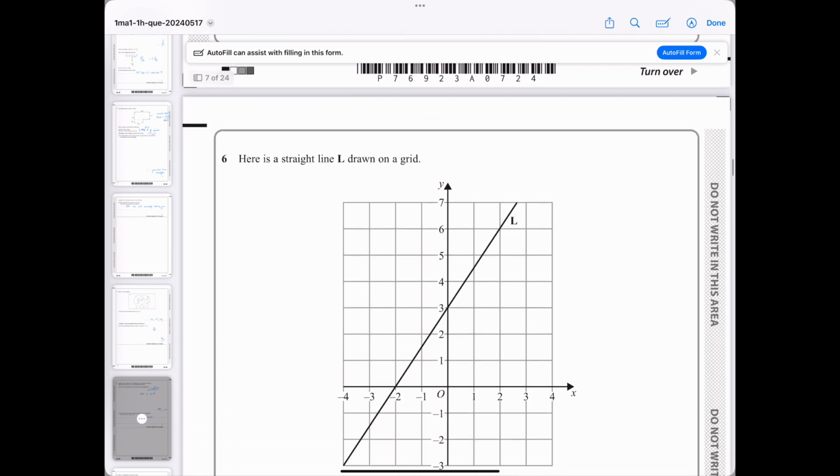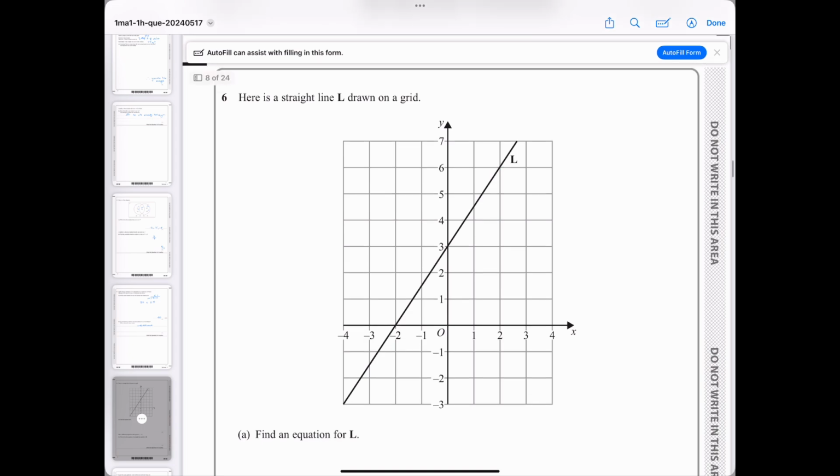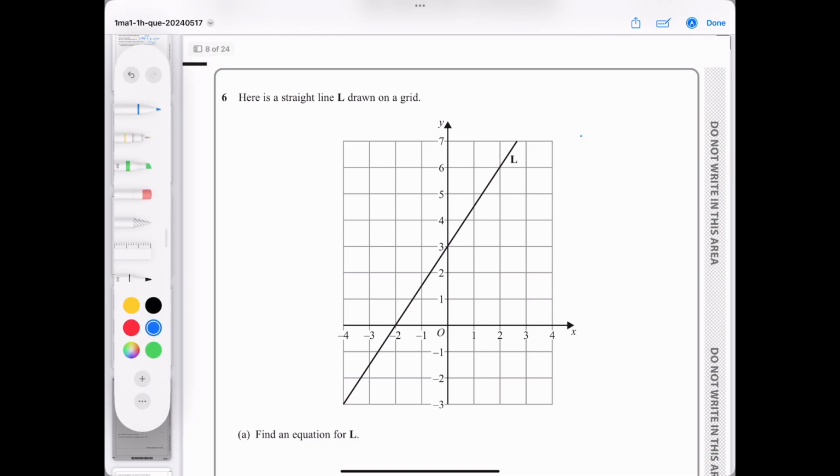Now, I might even do this one. Here is a straight line L drawn on a grid. Find the equation. So, let's find the gradient first. Let's go y equals mx plus c. The gradient is the difference in y over the difference in x. So the difference in y is between 6 and 3 in this triangle. So 6 minus 3 over 2 minus 0 equals 3 over 2.